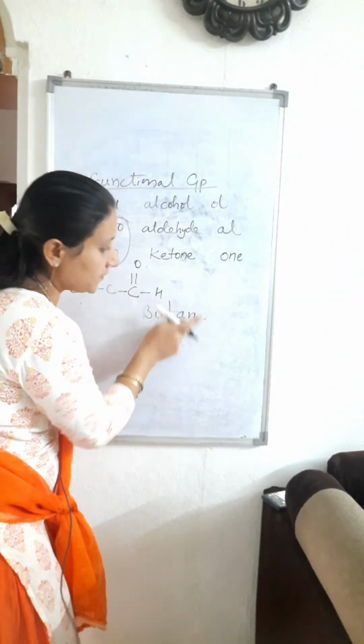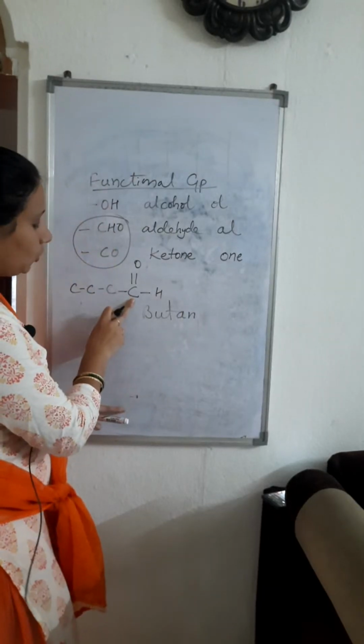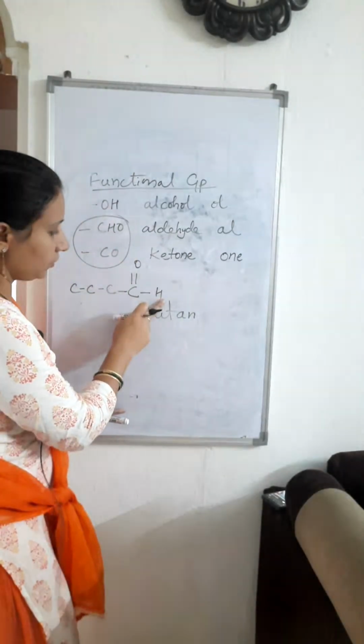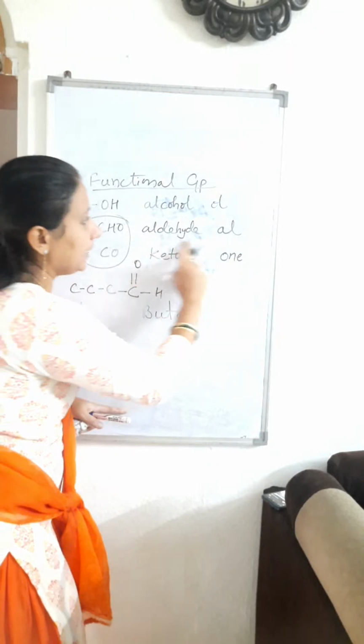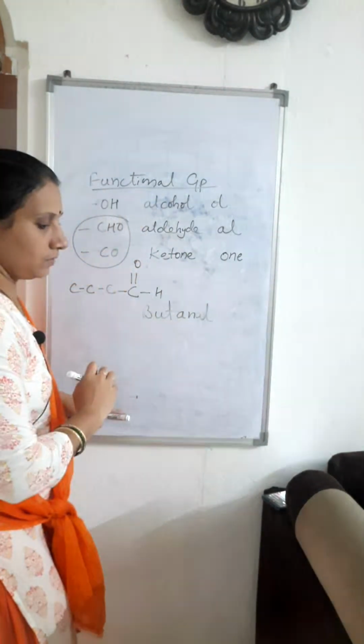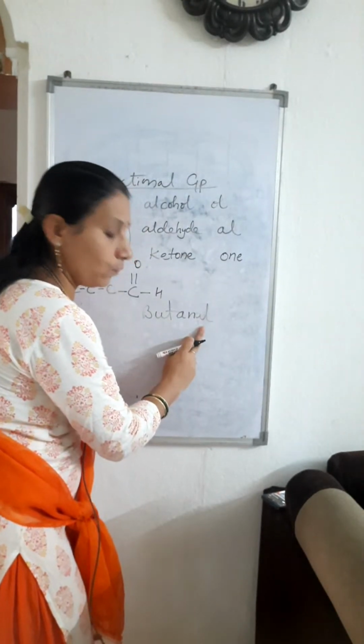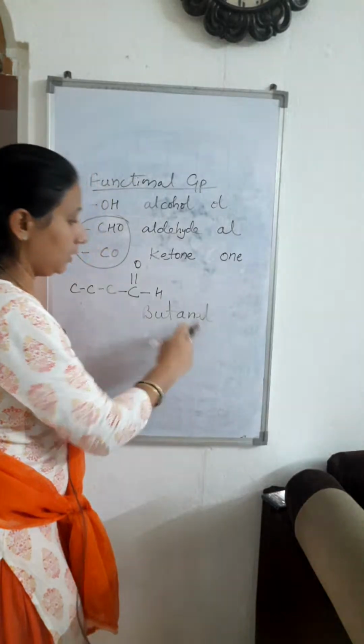Now remove this E from the end. This is the aldehyde structure, and in aldehyde we have al. So we place al here. So the name is butanal. This is how we call butanal.